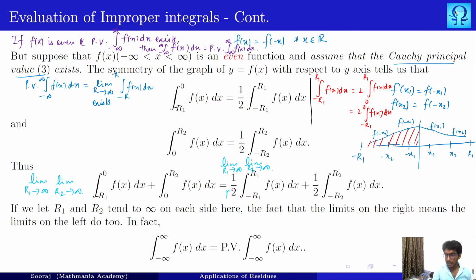So if this has to exist, which means limits on both the sides exist. If the limit on the right hand side exists, the limit on the left has to exist. If the limit on the left exists, then the limit on the right has to exist. So the limit on the left hand side is the improper Riemann integral and the limit on the right hand side is nothing but your principal value, the Cauchy principal value. So that is equation 6. This is what we intended to prove, and we proved it when the function is an even one.